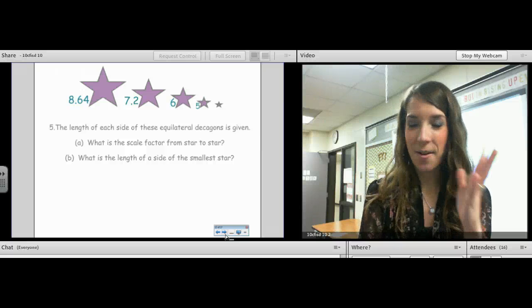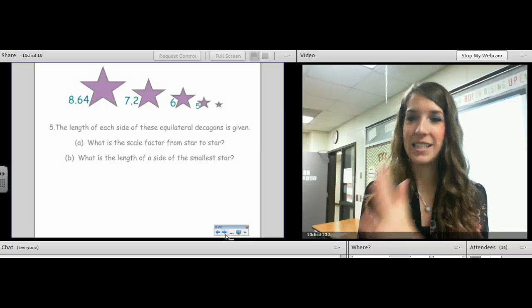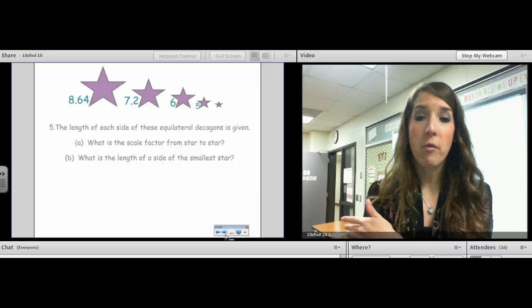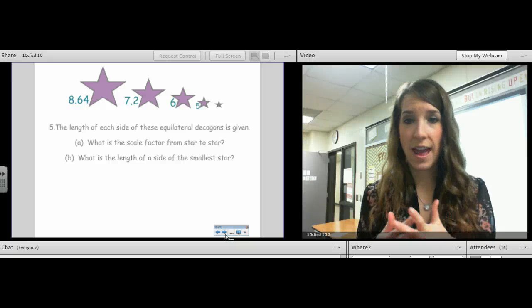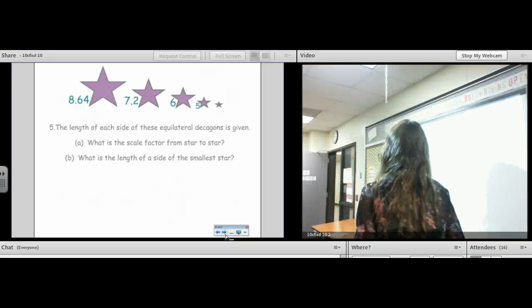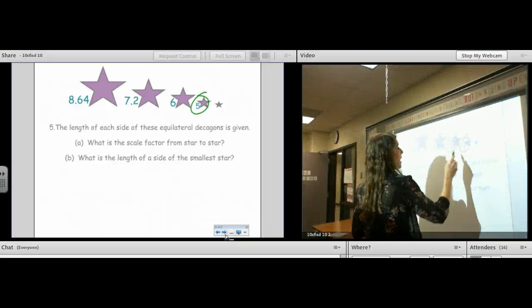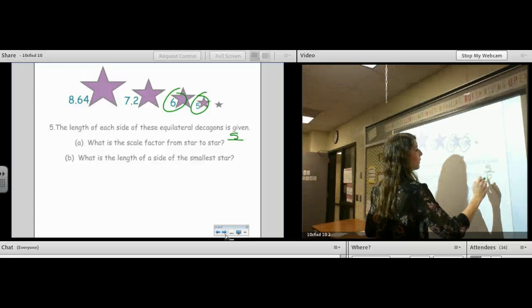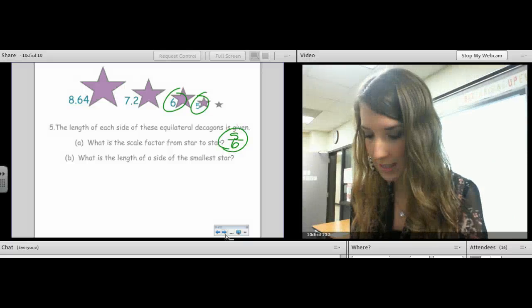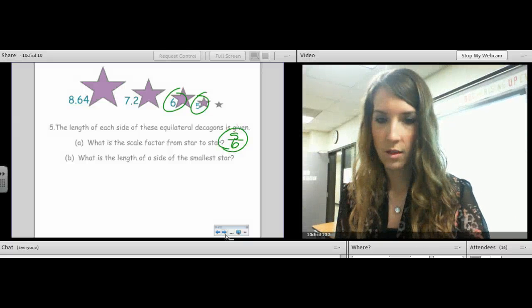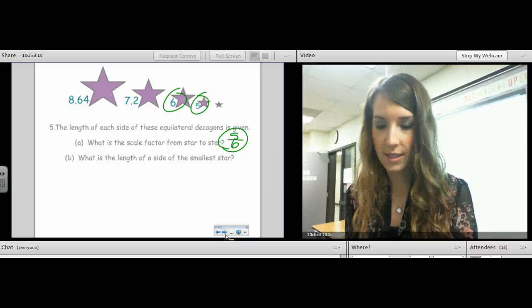What did we learn today? One of the two things we learned today was second over first. So you have way too much information here. You pick any two stars you feel like. I'm going to pick the whole numbers. You pick any two stars you feel like, and you put second over first. So the scale factor is 5/6.